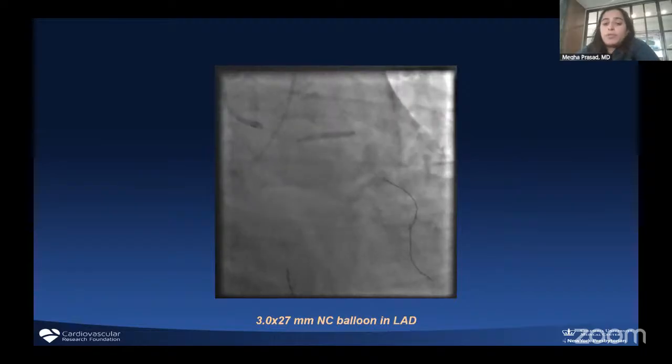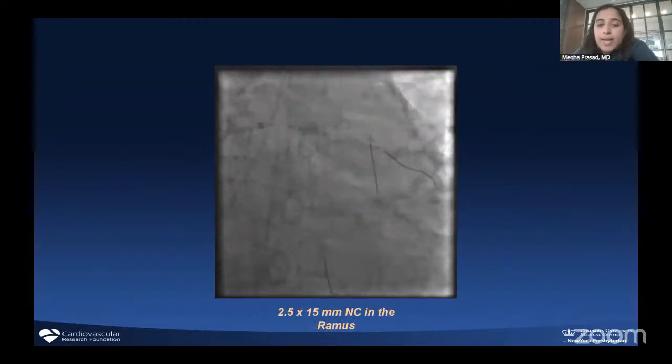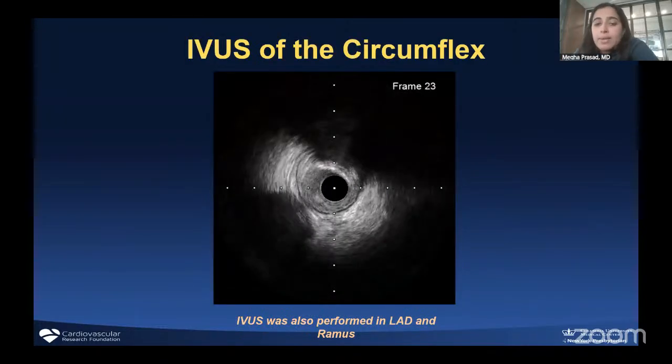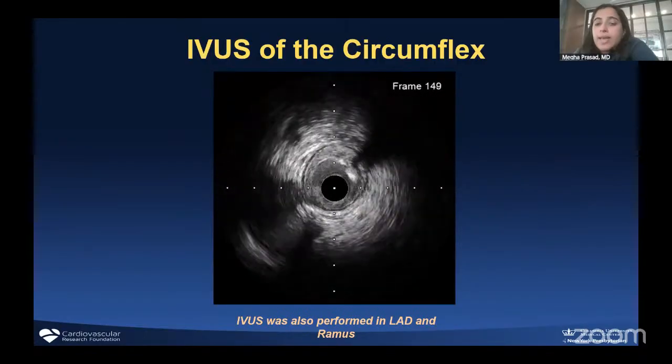We opted for a culotte strategy, and so we started with an NC balloon in the LAD and NC balloon in the circumflex, and did a gentle inflation just to 12 atmospheres in the ramus because we did not want to commit to treating this if we didn't need to, but this was just to allow IVUS to pass and make room in all 3 directions. So we performed IVUS of the circumflex, the LAD, and the ramus.